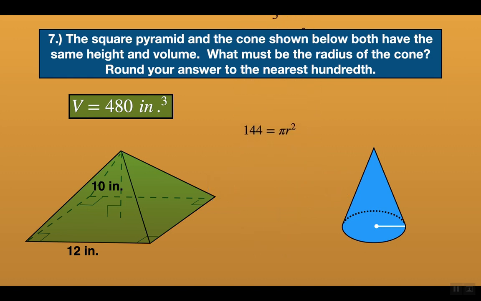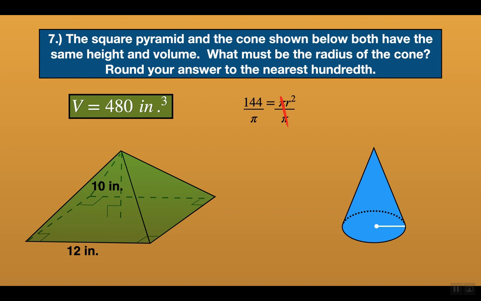Now, let's take that equation, and again, we're trying to solve for r. So we need to move pi to the other side of the equation in order to get r by itself. The way that we move pi to the other side is by dividing both sides of the equation by pi. When we do that, pi cancels out on the right-hand side.